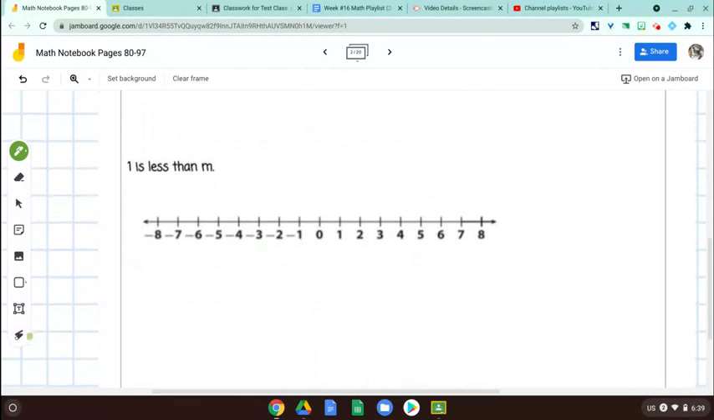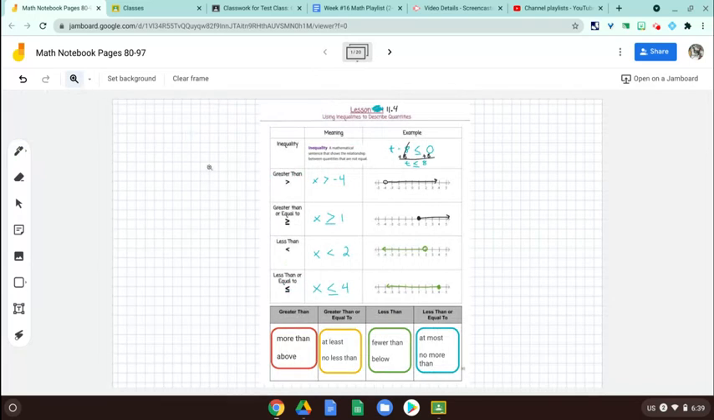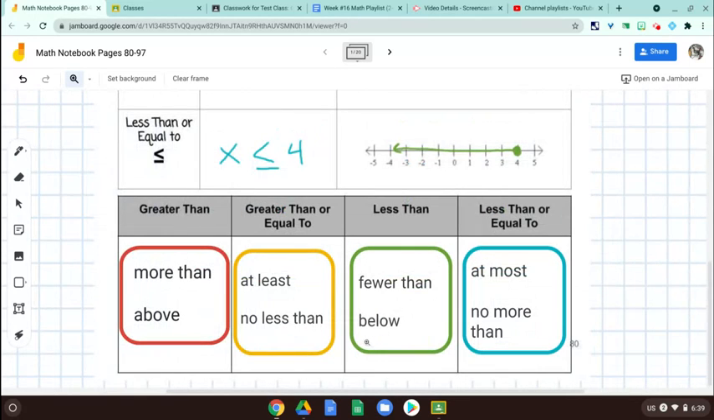We have 1 is less than m. All right, so again, I see that clue word is, right? But beyond that, I see less than m. Let's go back to page 80 and see what less than refers to, which inequality sign. Well, we have fewer than, we have below, we also have less than, right? So that couldn't be any more obvious. So I'm going to go back to page 81. This is going to be less than, obviously.